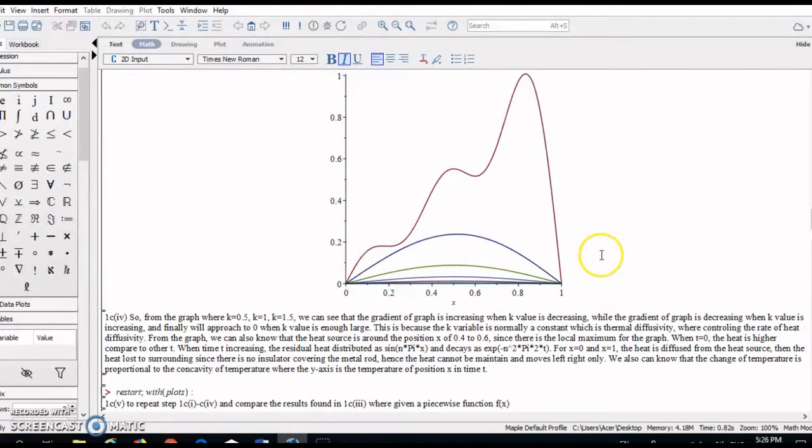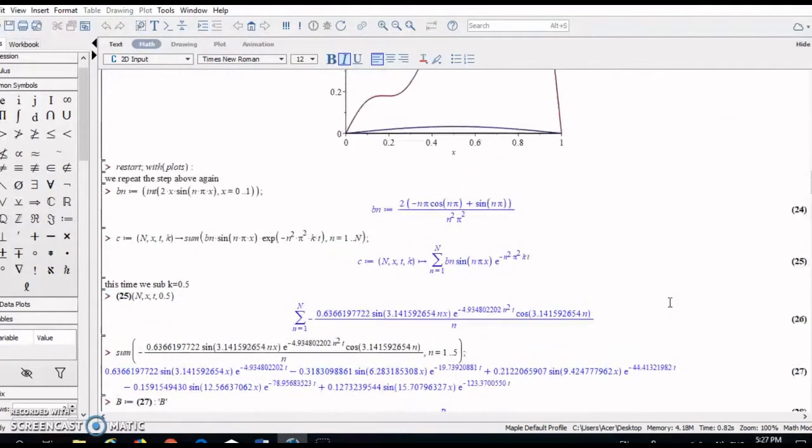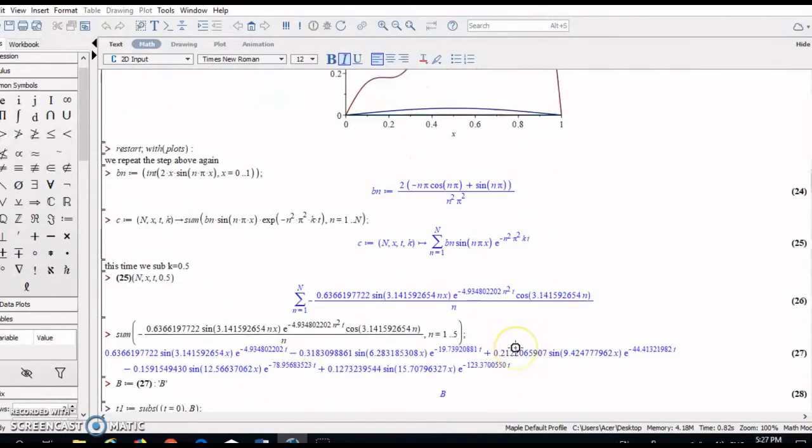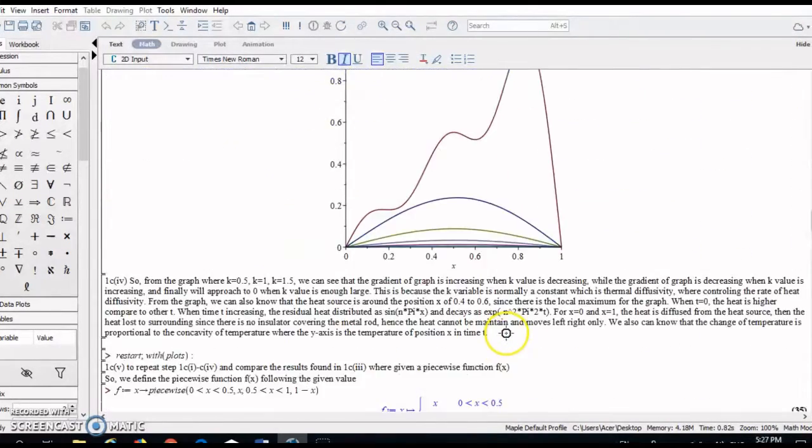So we can also conclude that the gradient of the graph will decrease when the k value is increasing, and it will finally approach 0 when k is large enough. We can actually see from here, k equals 1.5, because the graph is already almost going to 0.